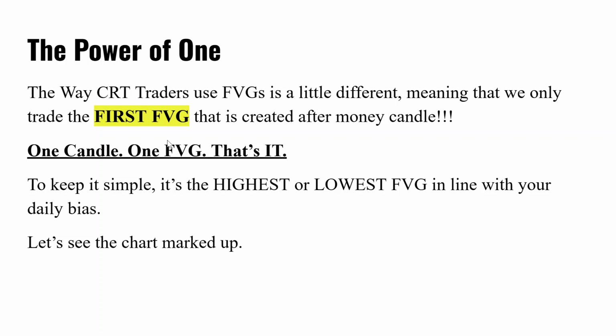If you don't know what I mean when I say money candle, the link is in the description. You want to look at the video title, Retire Early Using the 15-minute chart. That talks about the money candle. But in short, the money candle is the candle that creates the high of the day or the low of the day. It's only one candle. So all we're focusing on is one candle and one fair value gap. You're going to see a lot of fair value gaps here, but you're only focusing on one. Keep it simple. So it is the highest or lowest fair value gap in line with your daily bias.